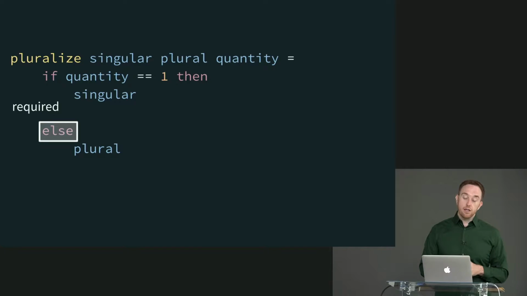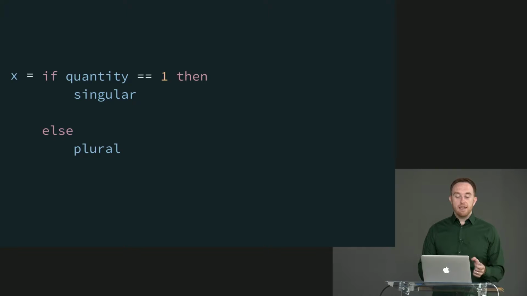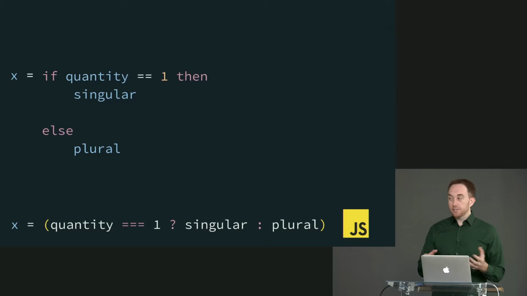Also worth noting that in Elm, else is required. If you have an if, there has to be an else that goes with it. And the reason for this is that in Elm, if is actually an expression. So I can write this. This is perfectly valid Elm code. I can actually assign a value to the result of an if expression in Elm. So actually, Elm if expressions are more similar to JavaScript ternary expressions. It's just they have a different syntax.